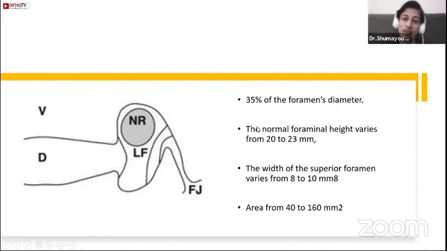So it occupies around 35% of the foramen's diameter. If you go higher in the lumbar spine, it occupies less because the foraminas are larger there. If you go lower, it occupies more. The foraminal height would generally vary between 20 and 23 millimeters. The width is around 8 to 10 millimeters.